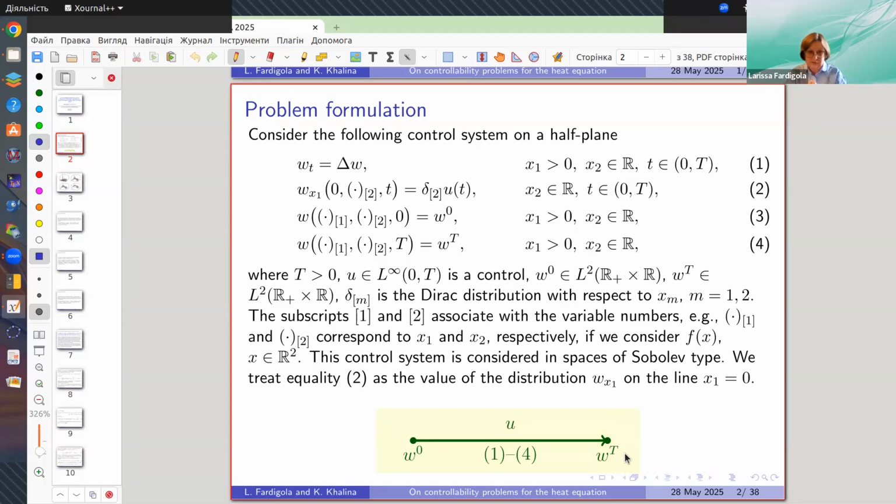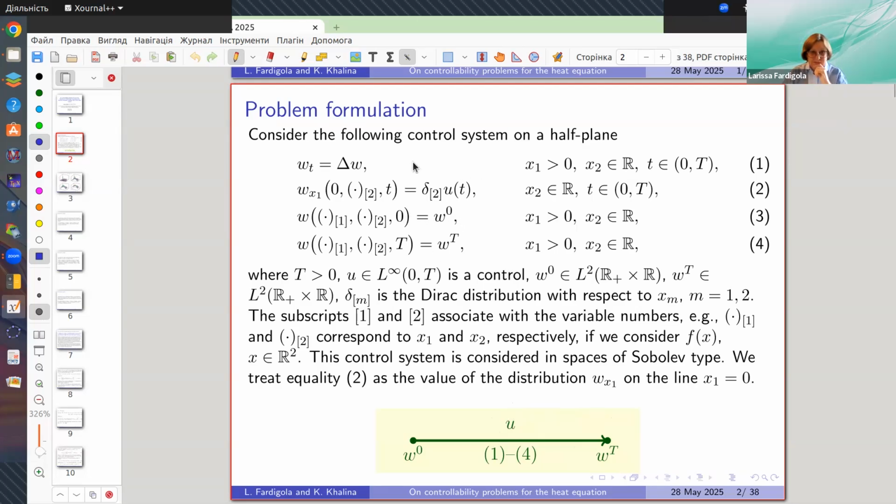That is one problem. The second problem is, if the first problem is not solvable, we can try to drive the initial condition to the neighborhood of the end condition. We try to construct a sequence of controls u such that these controls approximate the desired end condition.